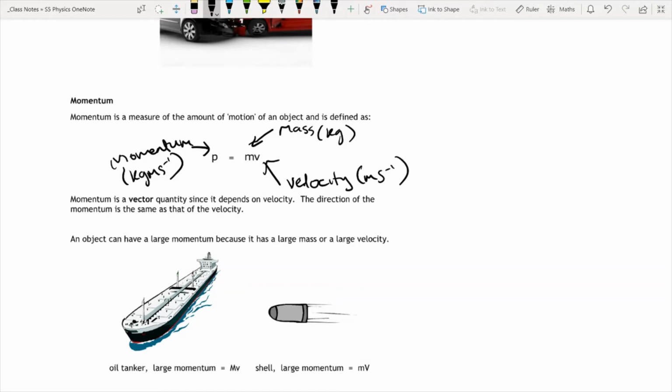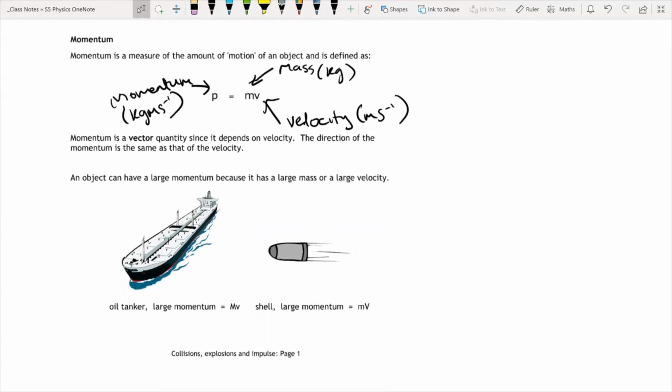Velocity is a vector, so momentum depends on velocity, so momentum is also a vector. So direction is important when we're talking about these. And it will become quite important when we start doing questions based on these, because you need to be able to work out which direction things are going after crashes. Things might be going towards each other and move away from each other, or things might carry on going in the same direction. So it's important to think about that.